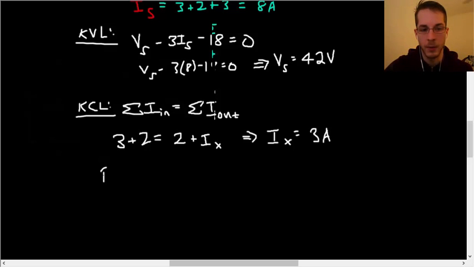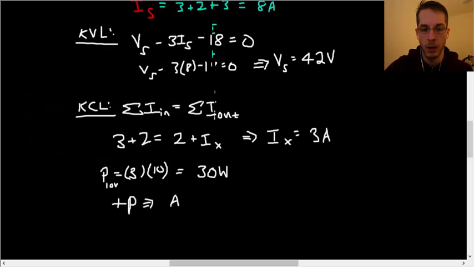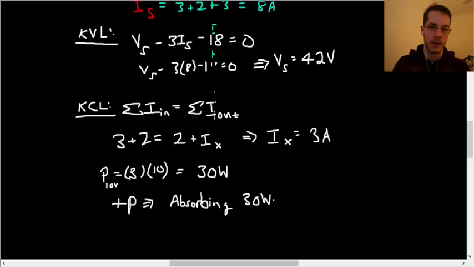So the power of the 10-volt source is going to be 3 amps times 10 volts, or 30 watts. So because our answer for power is positive, means that we are absorbing 30 watts. You could also say supplying negative 30 watts, but that's kind of pointless.